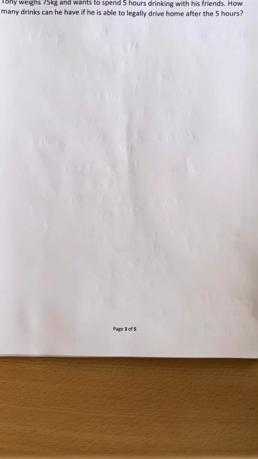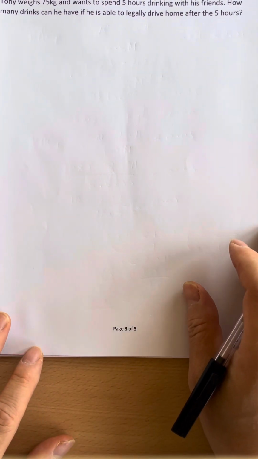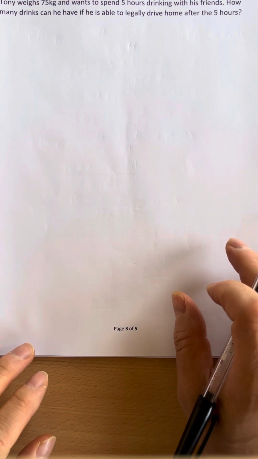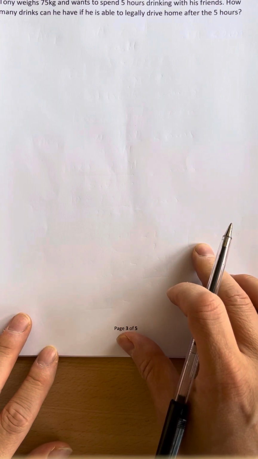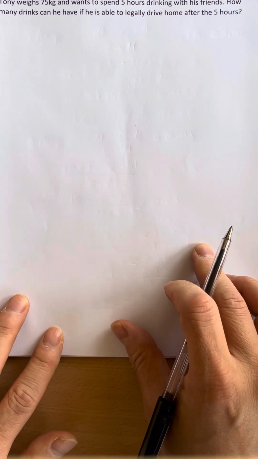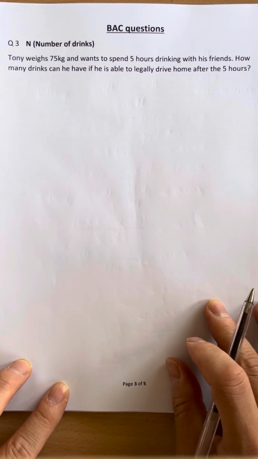So the third question is going to ask you about N, the number of drinks. Tony weighs 75 kilograms and wants to spend 5 hours drinking with his friends. How many drinks can he have if he's able to drive home after 5 hours? This is also a hard question to do. So here's the question.